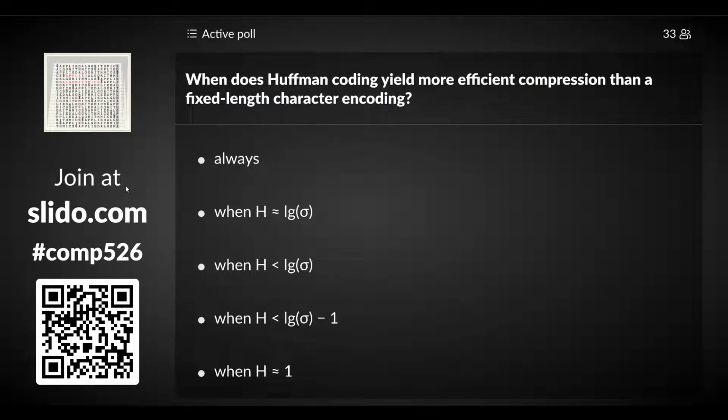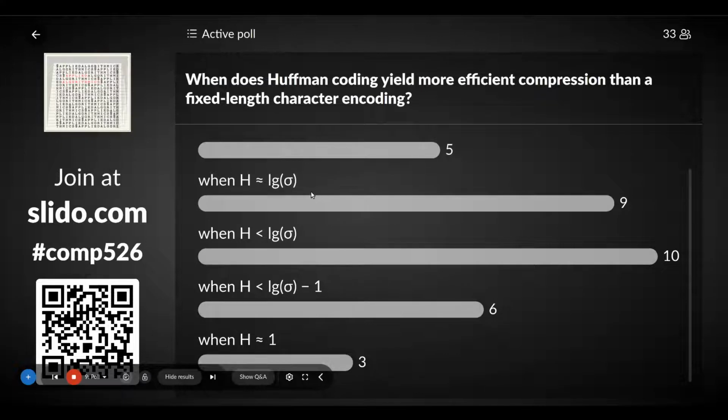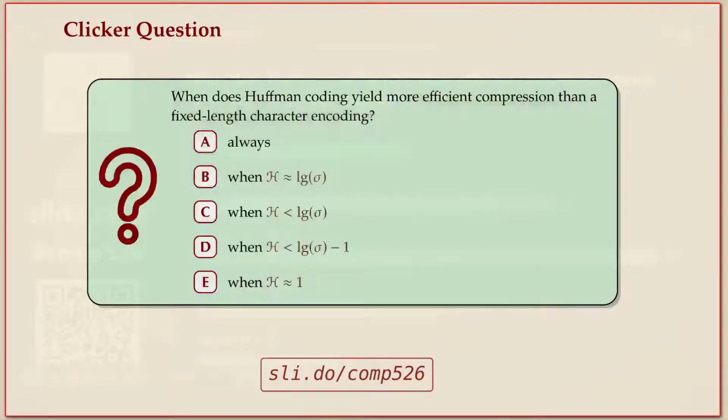Let me show the results. So there were quite a few votes for all of them. Almost. Several are right, but this one not necessarily. And I think the important part is what does yield more efficient compression? What I mean by that is kind of what's the best we can show.